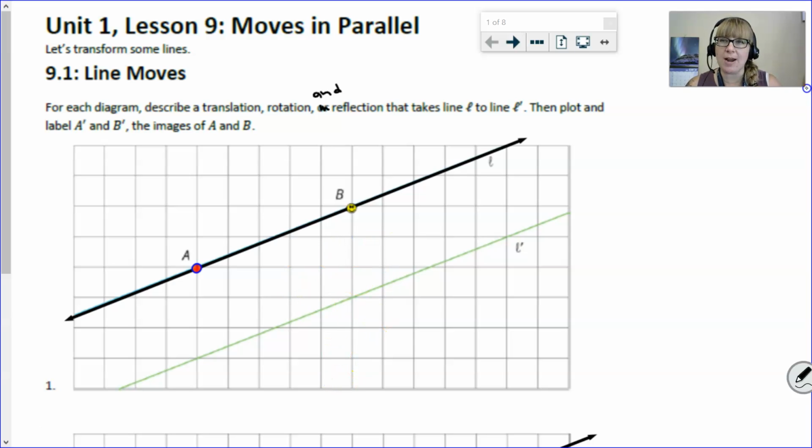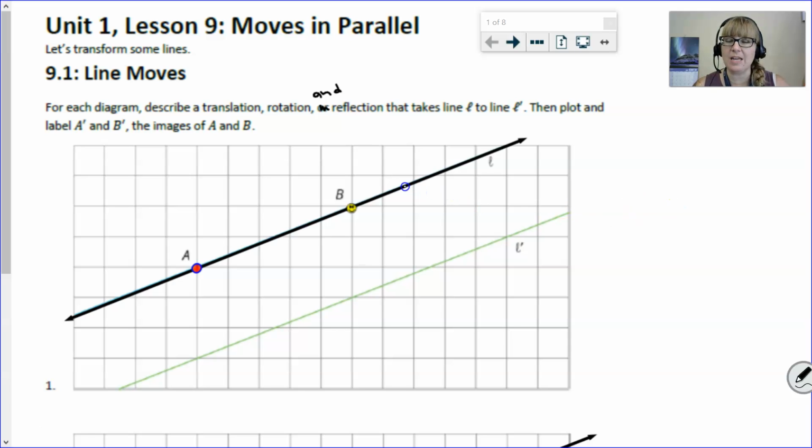So your job right now is to have your tracing paper in front of you, and then pause the video so that you can try and find a translation, rotation, and reflection that will take line L to L prime. Pause the video now.